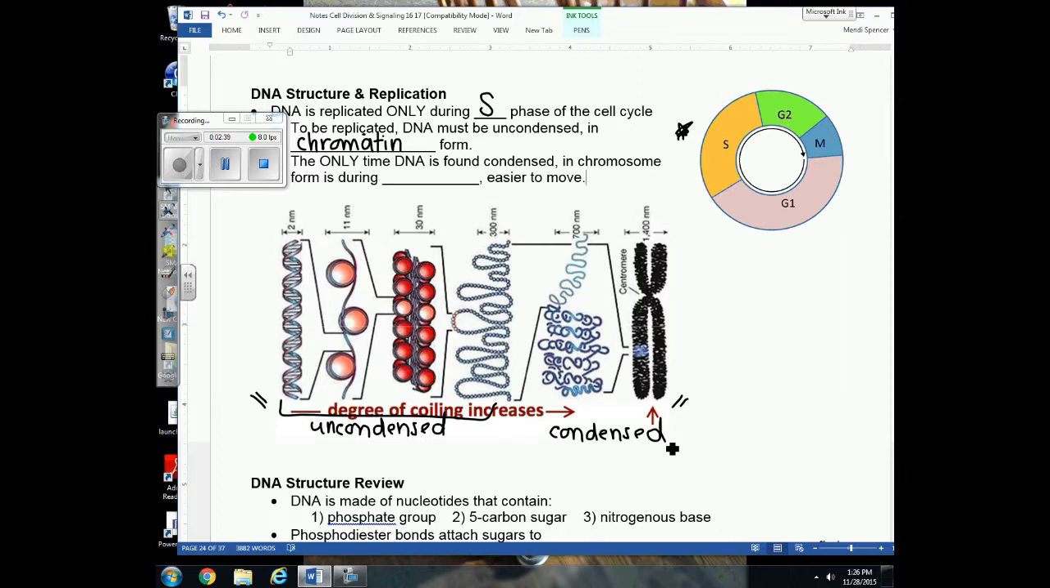The only time DNA ever coils up, as we can see happening from here to here, or condenses, is whenever it's time to divide up the DNA. So mitosis is occurring. It's easier to move and divide up these molecules of DNA whenever they're condensed into chromosome form. Throughout all this time from here to here, DNA is uncondensed. And then we learn that it condenses up right here. So it condenses in prophase and it stays condensed until it's divided up in mitosis.